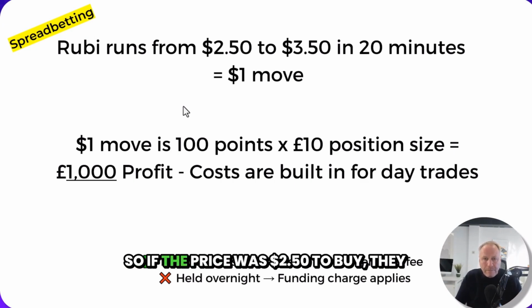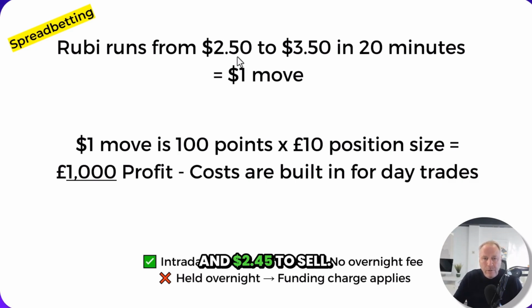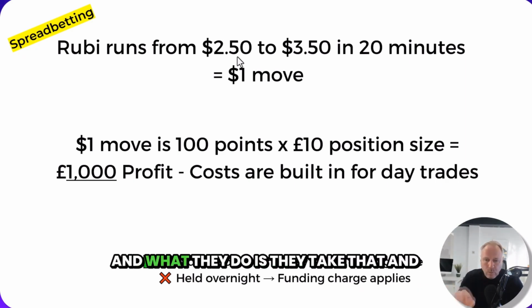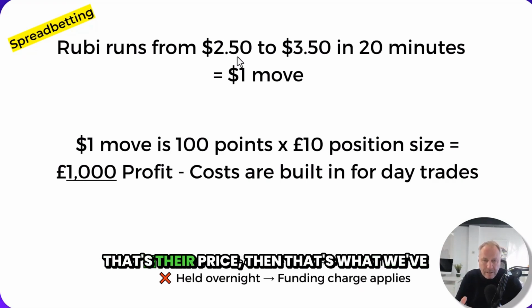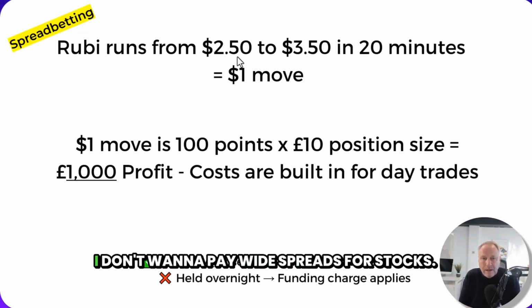So if the price was $2.50 to buy, they might increase the spread to $2.55 to buy, and $2.45 to sell. So they charge you that spread betting. What they do is they take that, and that's their price, and that's what we've got to pay. Okay, I don't mind doing it. I don't want to pay wide spreads for stocks.